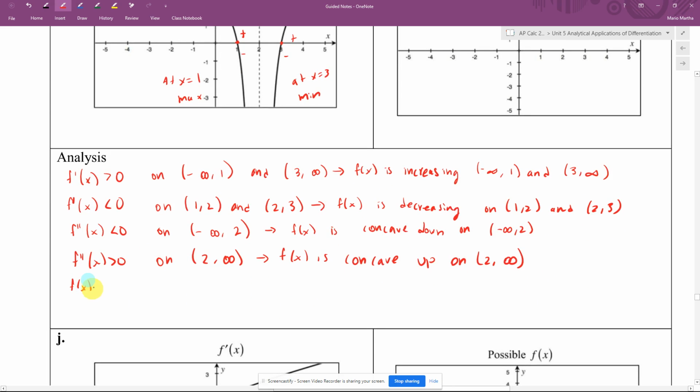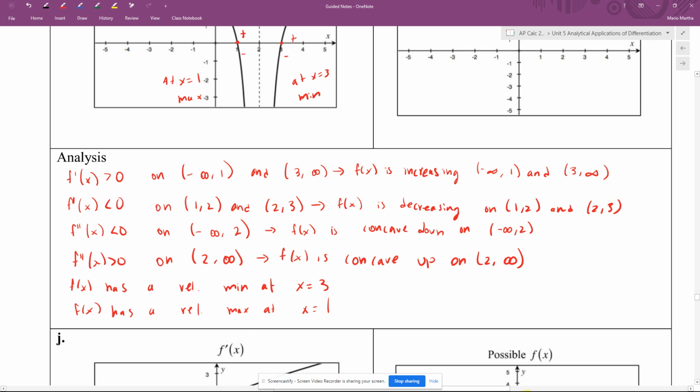We're going to say f of x has a relative minimum at x equals 3, and f of x has a relative maximum at x equals positive 1. And then we can see here there's no points of inflection because there's nowhere where f double prime of x is equal to 0. And then let's create our graphs.